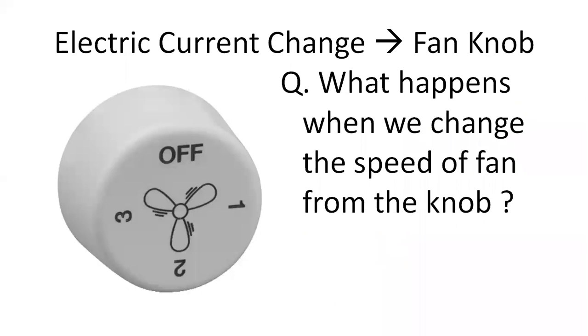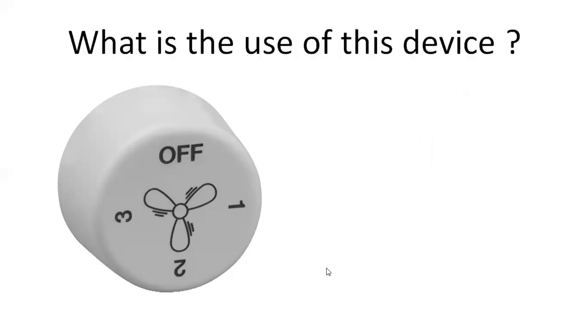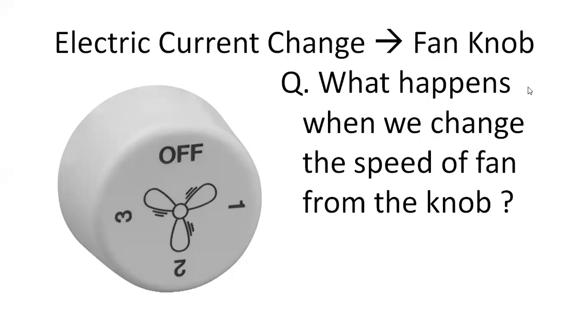Now the question is, what happens when we change the speed of the fan from the knob? What exactly are we changing by rotating this particular knob? The answer is very simple. Give me the response in the chat box. What are we changing by moving this knob? We are actually changing resistance.